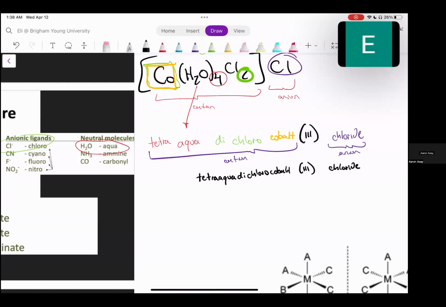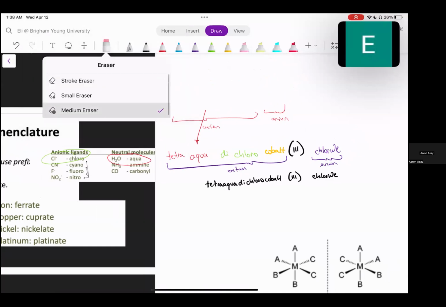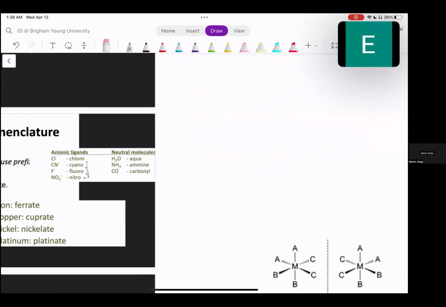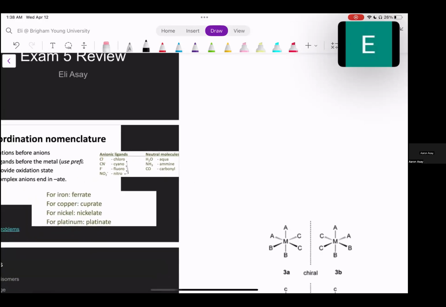There we go. We have the answer. So let's walk through another one, but let's make our ligands attached to the anion. How does that sound? So for this example, we're going to go K3 [Fe]F6.